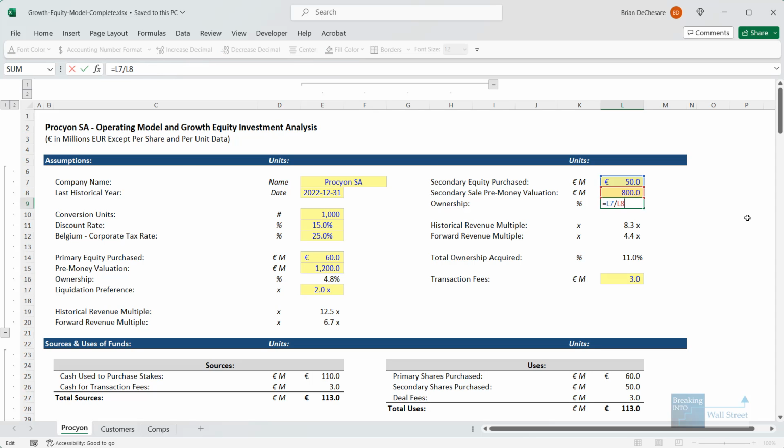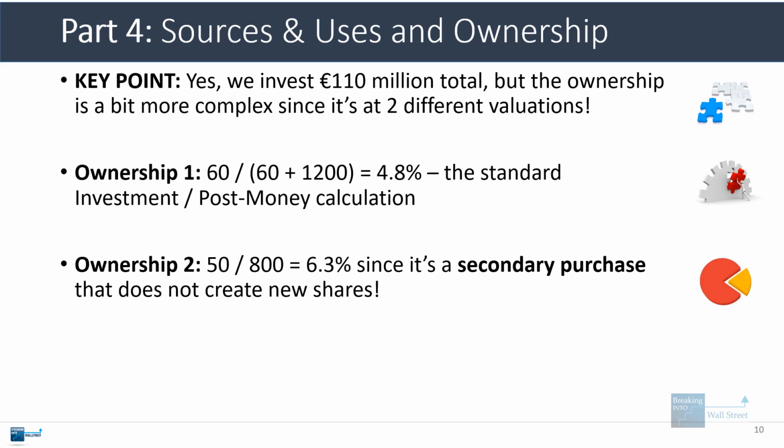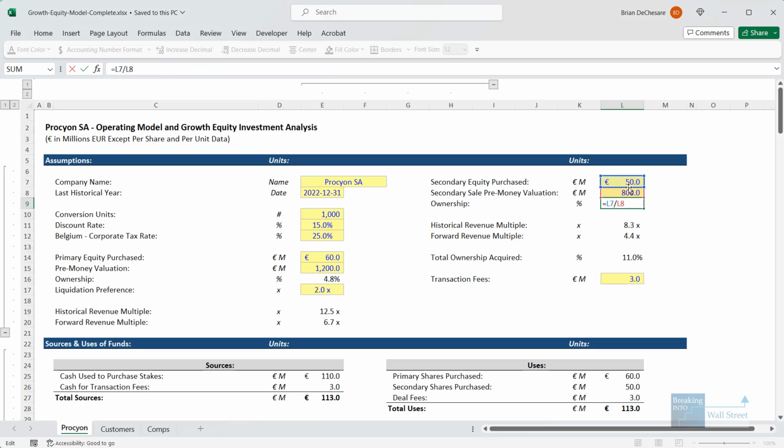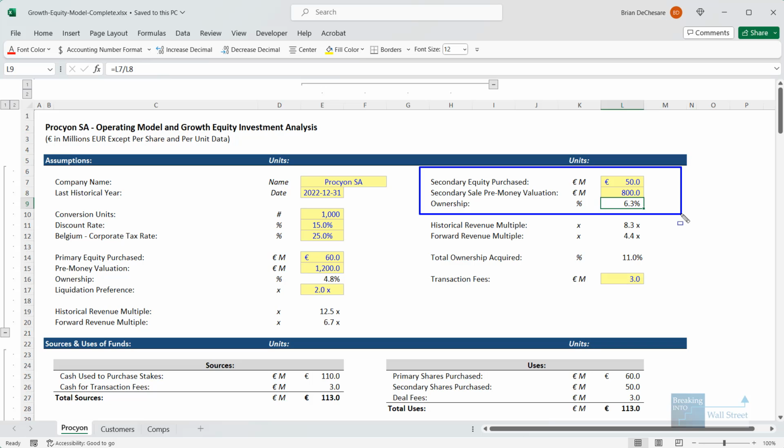But the secondary ownership, as I write in the slides here, is a bit different. Here, we don't add this 50 million that we invest because this 50 million doesn't actually create new shares. Instead, we're just buying existing shares that are already out there and owned by other people. So the calculation here is a bit different, and we actually get higher ownership because the valuation is lower, even though we actually invest less. We only spend about 50 million here versus 60 million here.